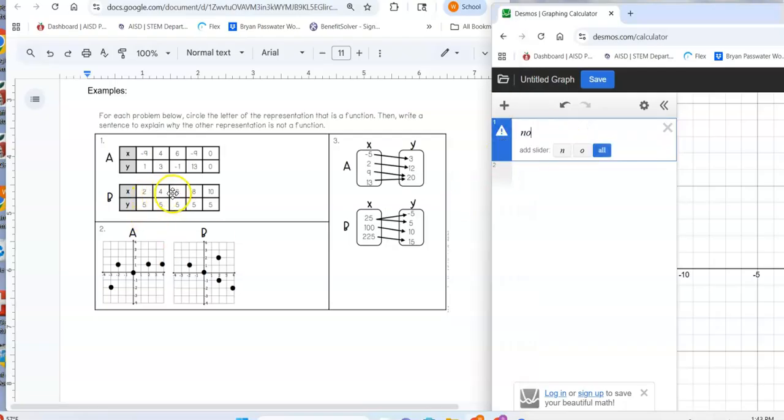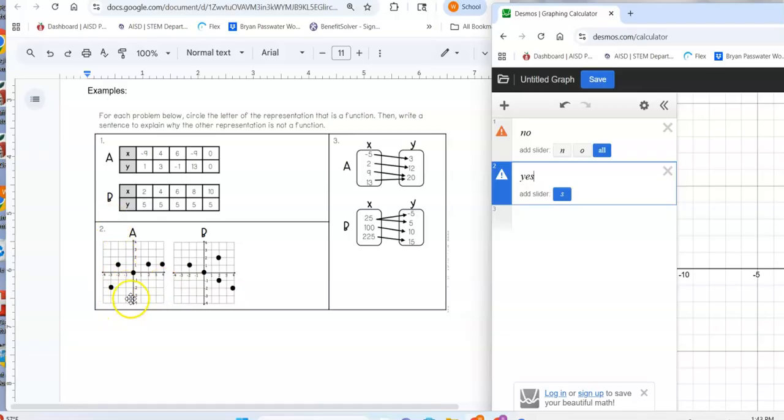For this one, 2, 4, 6, 8, 10, these are all different values of x. It doesn't really matter that the value of y is repeating. Y can repeat, that's okay. X cannot. So that means that is a yes. As for number 2, this one is a function because it would pass the vertical line test. If I draw a vertical line and move it from left to right, it will only touch one point each time.